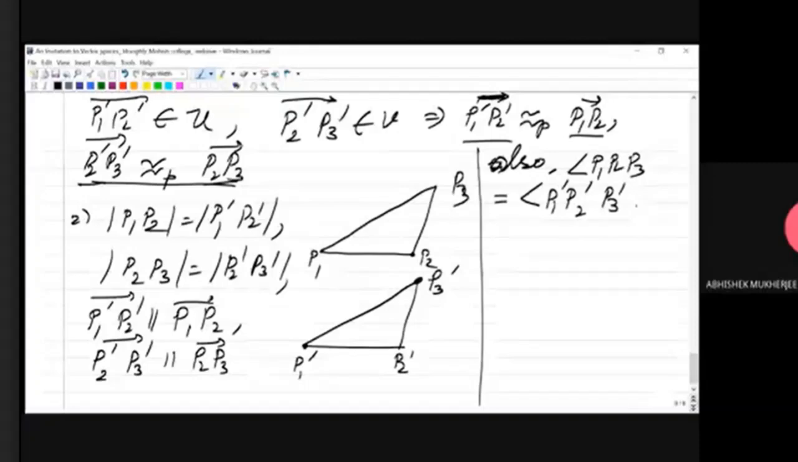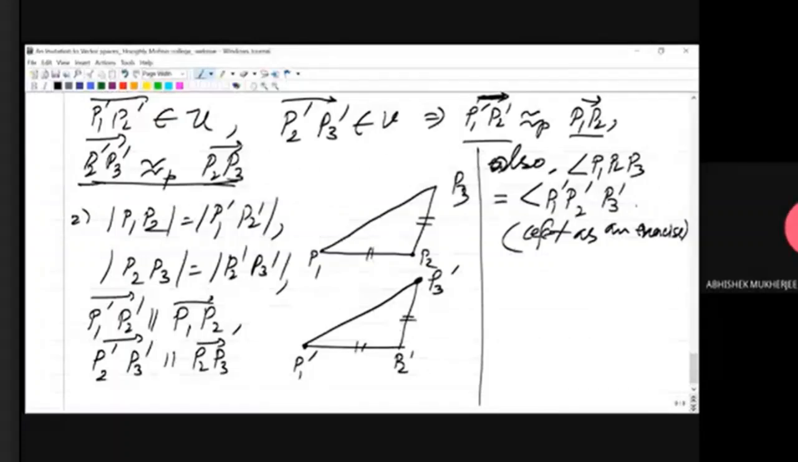Just using the fifth postulate of Euclid, you can easily check this; it is left as an exercise. These two angles are equal. And since these lines have the same magnitudes and the angle is the same, what can we have? By SAS, the property of congruence between two triangles, you must have that these two triangles are actually congruent.